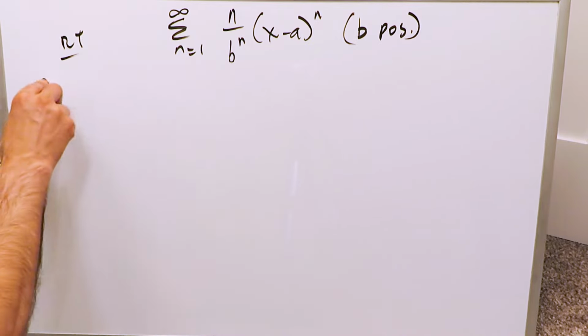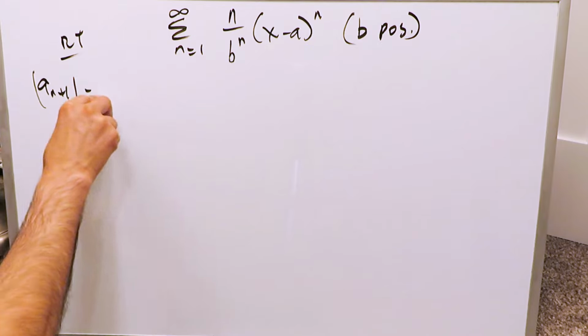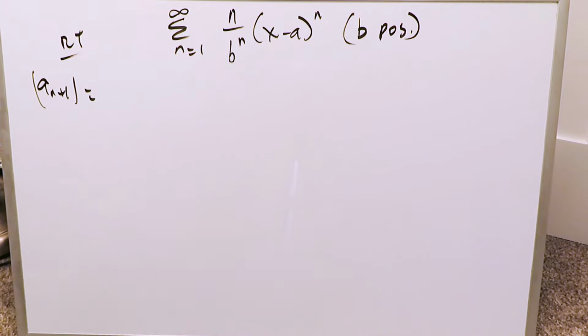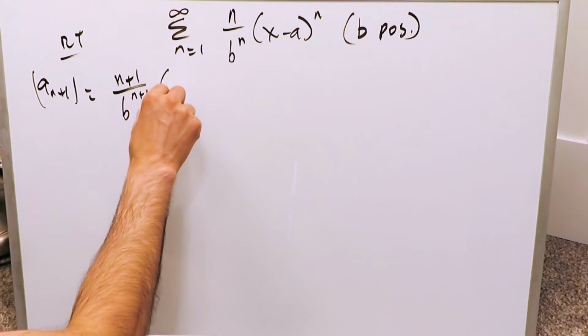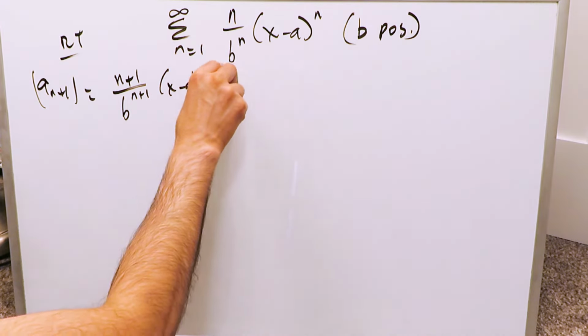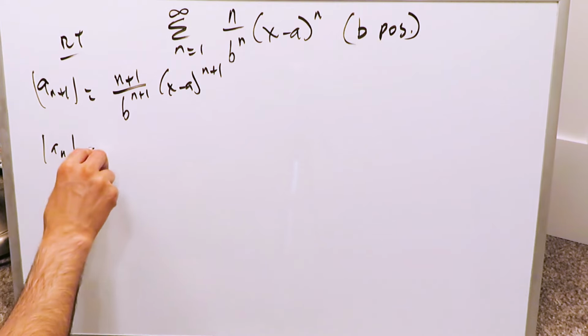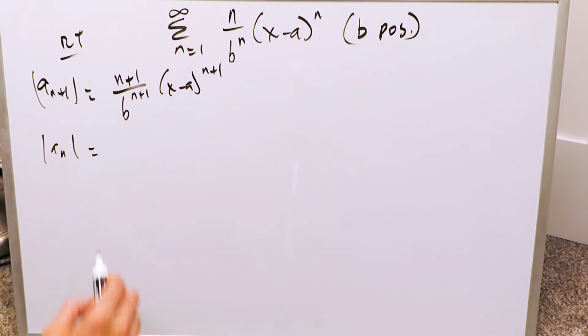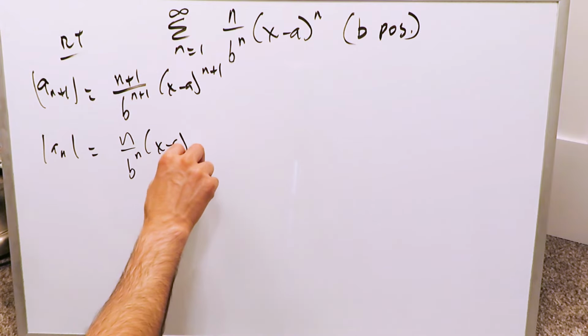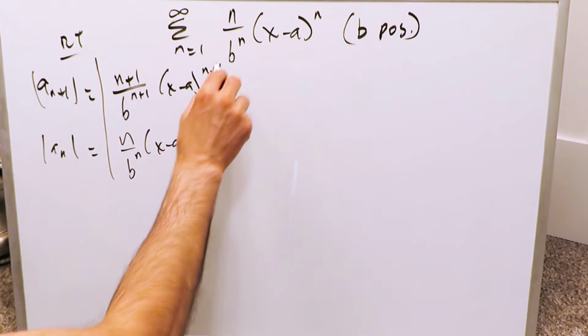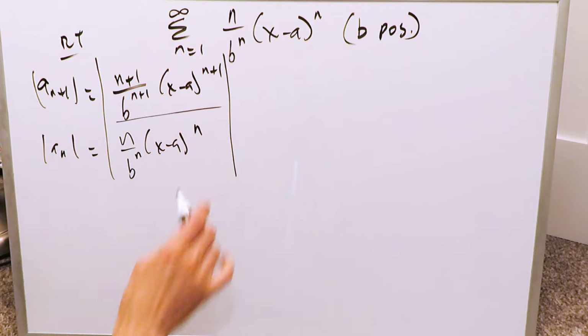You have your a n plus 1 term. What will that be? Wherever you have n, you put n plus 1. You'll have n plus 1 divided by b to the power of n plus 1 times x minus a to the power of n plus 1. Then you have this a nth term. The original function is exactly that, n divided by b to the power of n times x minus a to the power of n. You can do all of this in terms of a ratio and just bring absolute value, and you've set it up already.